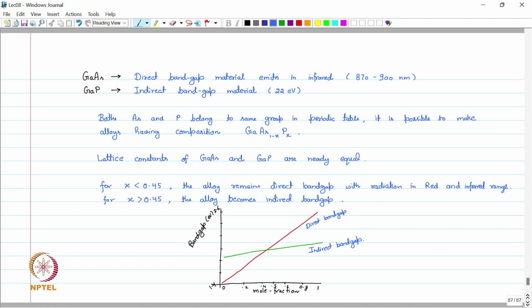So we see below 0.45, the red curve is below the green curve. It means that material will remain a direct band gap material for x less than 0.45, and higher than 0.45, the green curve is below the red curve. It means that material will become an indirect band gap material.